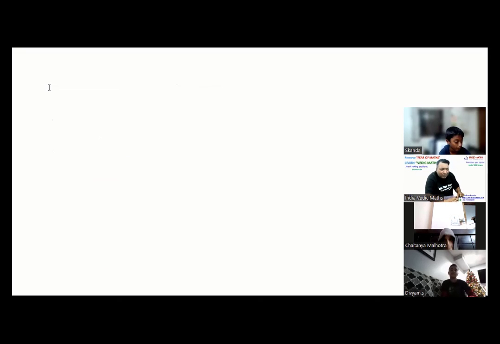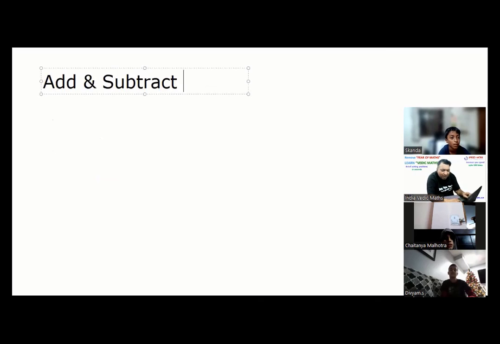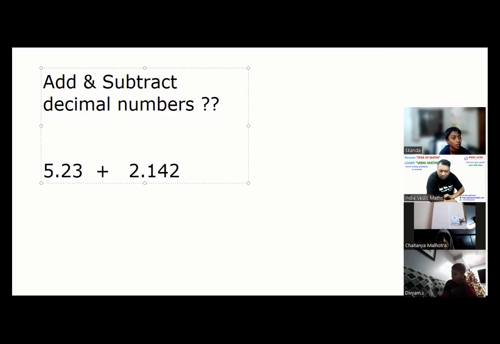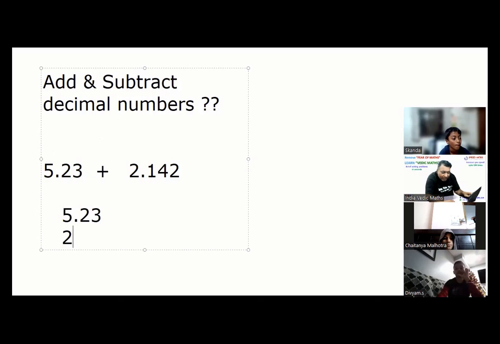Now, how to add and subtract decimal numbers? Guys, it is same as normal. Very simple method. Suppose you want to add 5.23 with 2.142. Very, very simple rule, guys. Write both the numbers one below other, but your decimal point should match. The decimal point should match below decimal. That is the only rule.